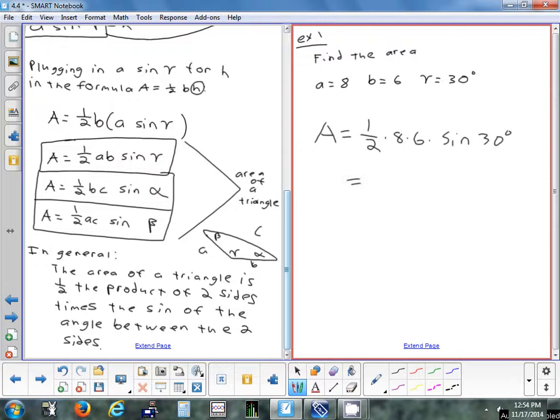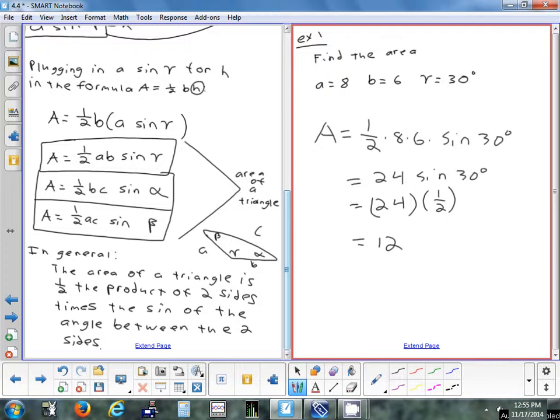Okay, so let's do that up. 1/2 of 8 gives me 4. 4 times 6 is 24 times the sine of 30. Okay. Now we need to figure out the sine of 30. Are we in degrees or radians? Degrees. And if you type in sine of 30 on your calculator, you'll get a nice answer. Anybody see what you get? 0.5, yep, or 1/2. So that one comes out nice. And my final answer is 24 times 1/2, which gives me 12.